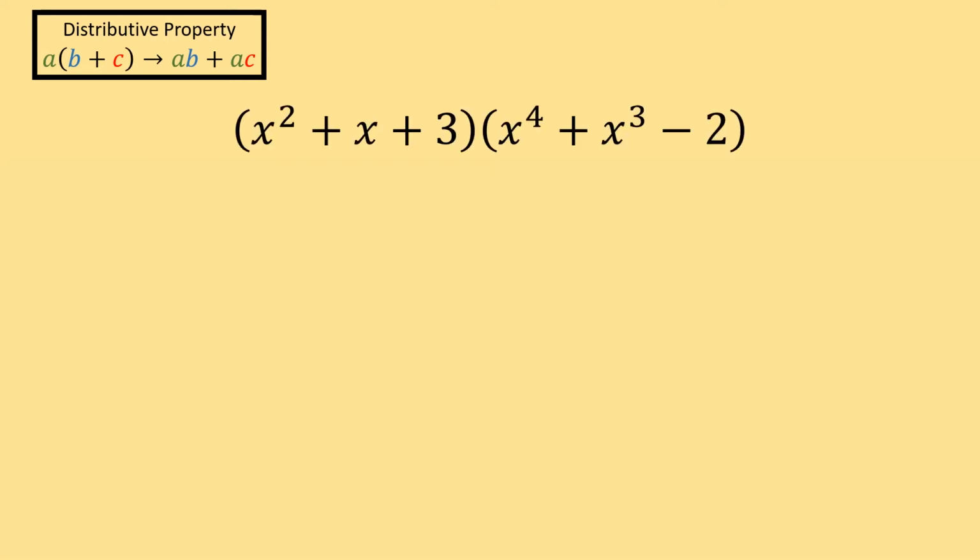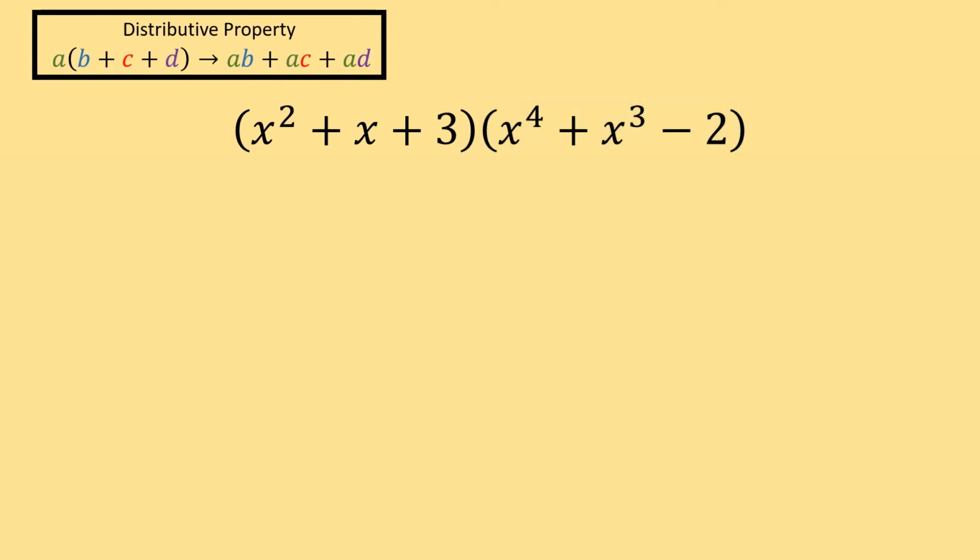Now let's work with the example that I showed at the beginning of this video. In other words, how do I multiply x to the second power plus x plus 3, all that times x to the fourth power plus x to the third power minus 2. If I were to add an extra term within the parentheses of the distributive property and have a times b plus c plus d, when I distribute the a in, I'd also have to add a times d on the right side.